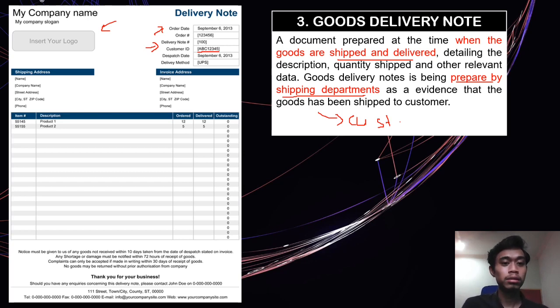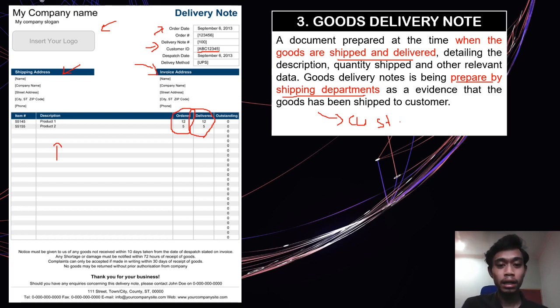Okay, so they have two: shipping address and invoice address. As I said earlier, shipping address is the ship to address, and invoice address is the bill to address. Okay, and on the bottom part we have the description of the product, maybe what the customer want to buy. Okay, so this is the order. See, on how much the customer order and deliver, on how much the company has delivered the product.